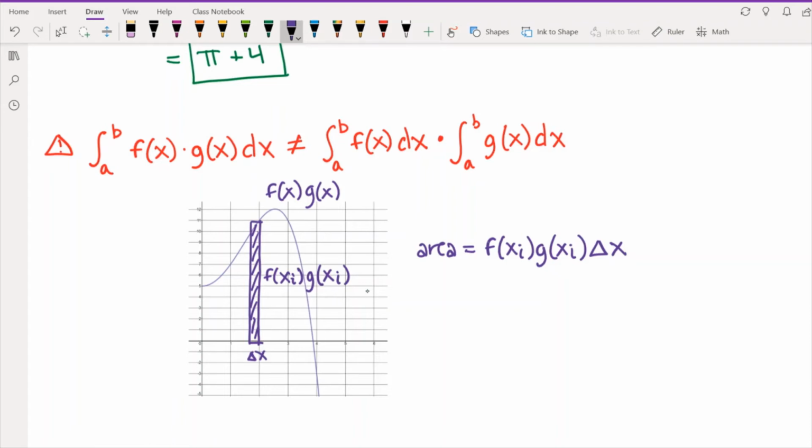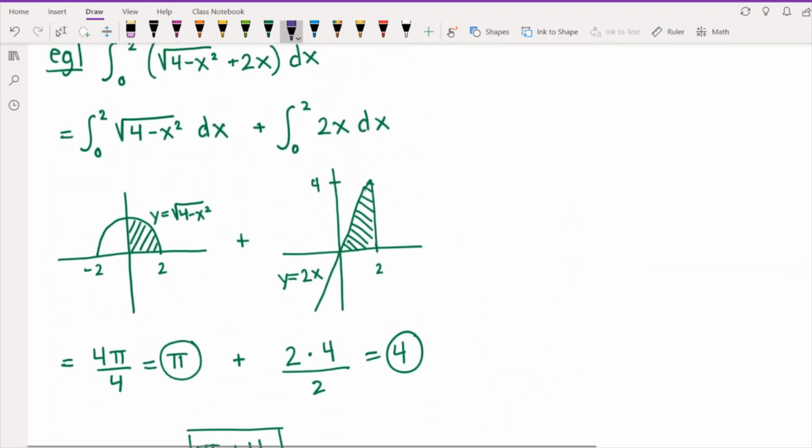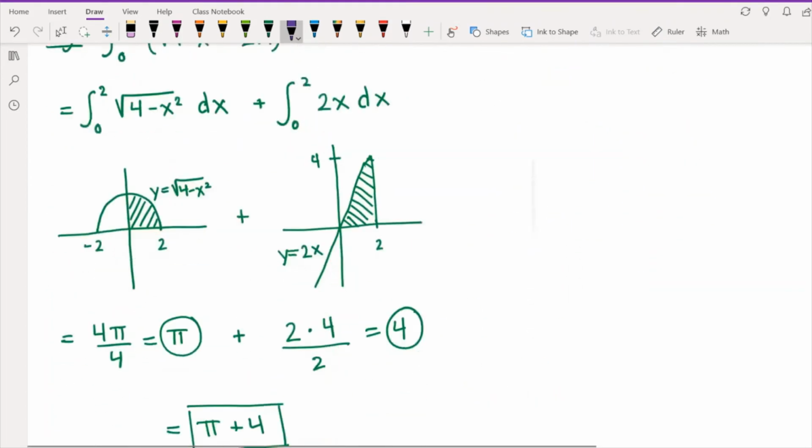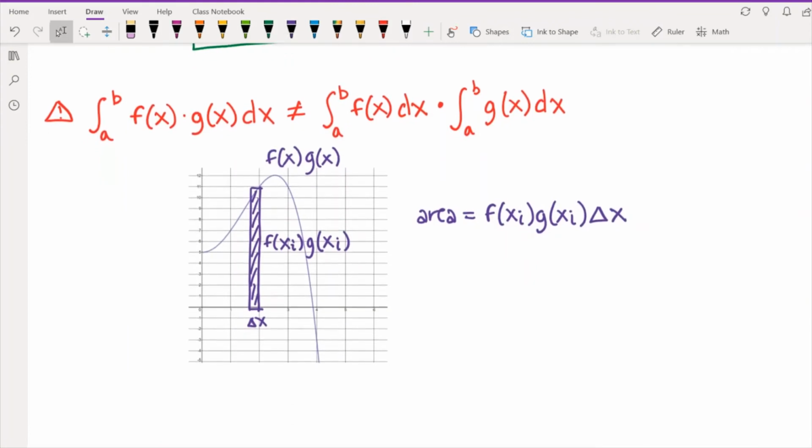However, that is not the same thing. If you tried to take the areas of the blue and red rectangles up here and multiply them together, in that case, you would get f of xi delta x times g of xi delta x. And that's not the same as what we have above, right? Because there's too many delta x's. So I don't think this is the most convincing argument. I think we'll see more convincing arguments for why this multiplication rule doesn't work next week.